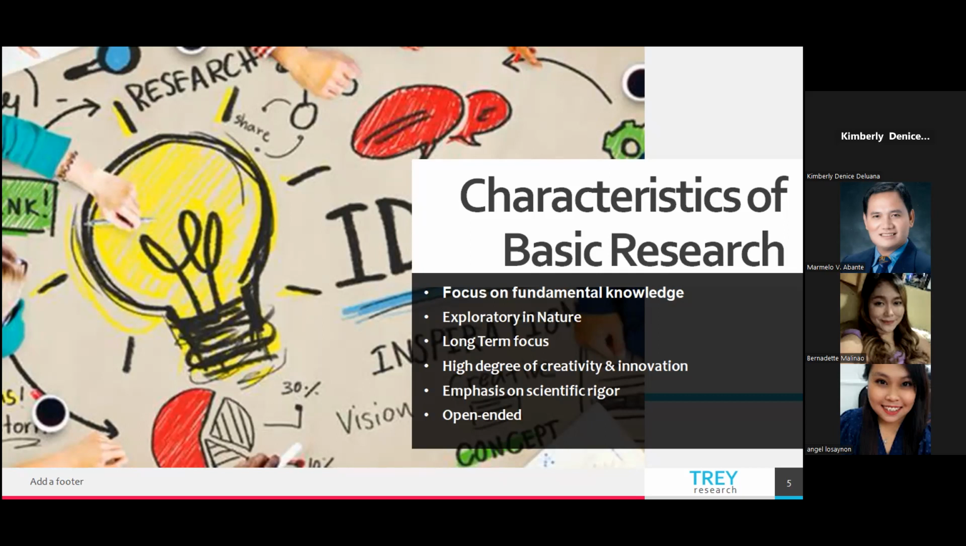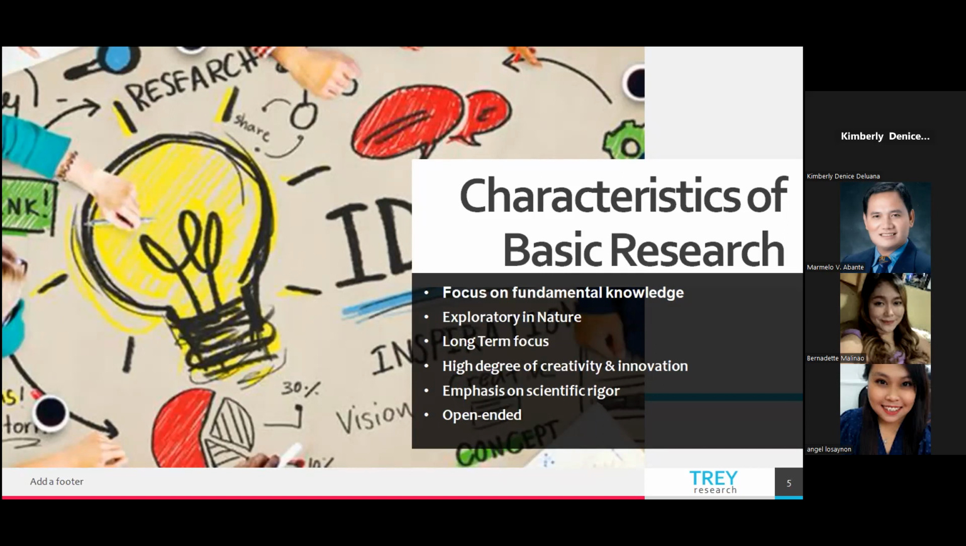Next is high degree of creativity and innovation. Basic research often requires a high degree of creativity and innovation because it must be willing to take risks and pursue unconventional lines of inquiry. Then yun nga, sa creativity, yung mga researcher kasi, gusto nila masagot yung curiosity na hinahanap nila. Then, mas gusto nila ma-answer yung question nila dun. Then, makakuha rin sila ng answer dun sa specific na tanong nila na gusto nila makuha.